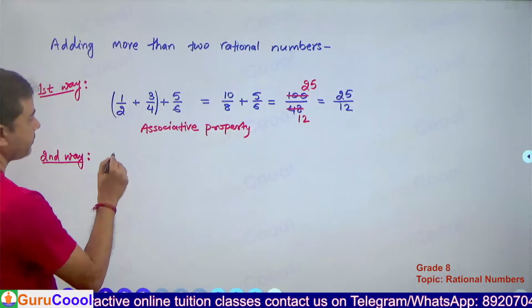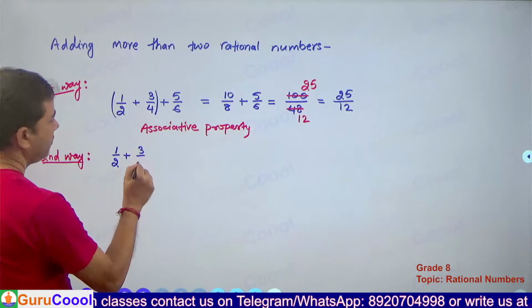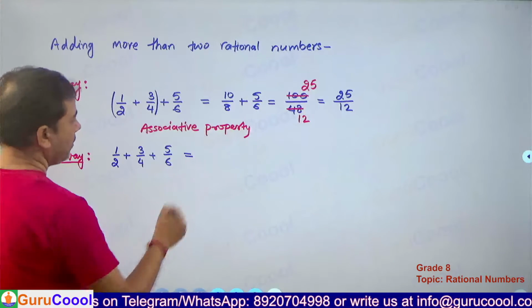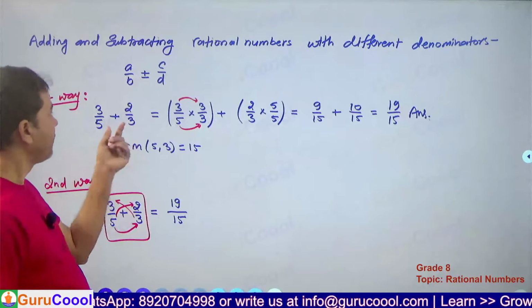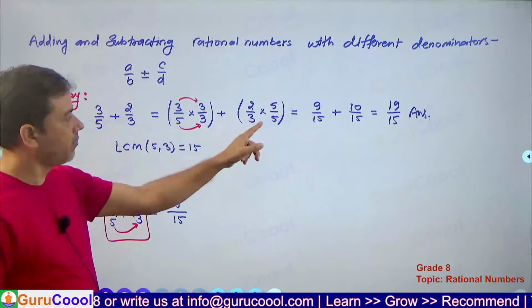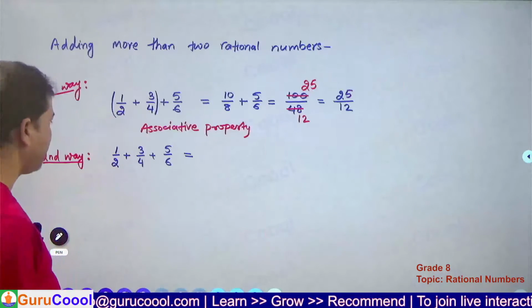Second way, 1 by 2 plus 3 by 4 plus 5 by 6. See this method here, what I did, there were 2 rational numbers. I made their denominators same and then I added. You can go this way as well.